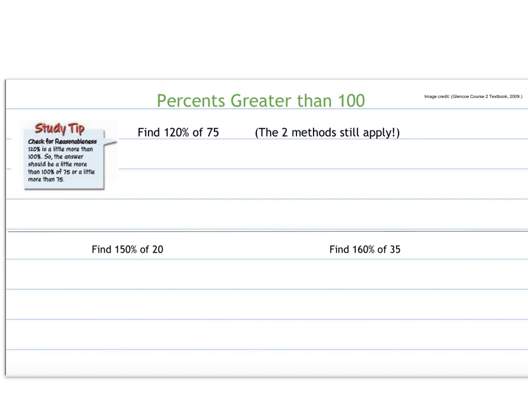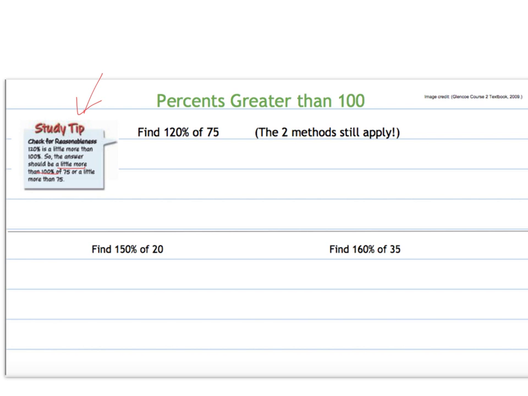Sometimes you're going to see percents greater than 100. So remember, if I find a percent less than 100, if I'm finding half of something or 50%, it's going to be less than 1 whole. So when I'm dealing with percents more than 100, my answer should be a little bit more than what I started with.